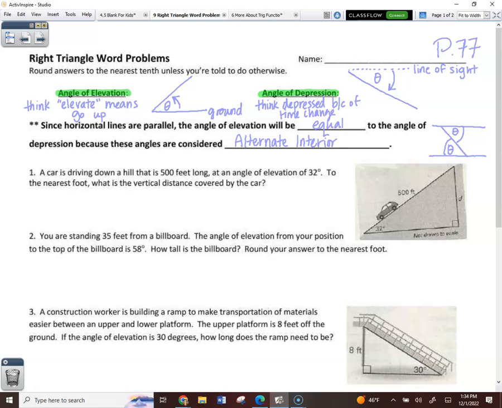It tells us the angle of elevation is 32. The angle of elevation, by the way, is always with the ground. You never put the angle of elevation at the top, ever, because it wouldn't make sense, right? It's at the ground, and then you elevate it. To the nearest foot, what's the vertical? What direction is vertical? Up and down. Which is why I'm going to call it X, right there.